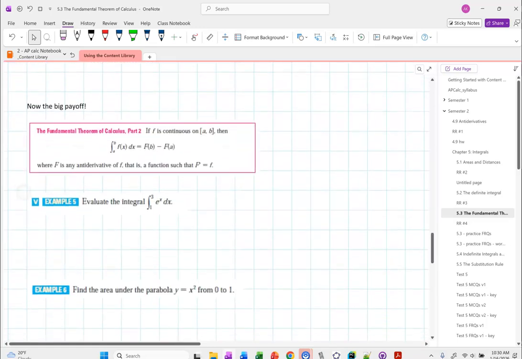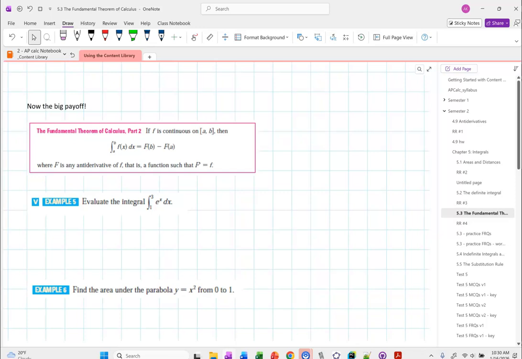Okay, some examples. Part 2. What this means then is, if I have the integral from a to b of f of x dx, and I want to compute the area under that curve, I can take the antiderivative of f evaluated at b, minus the antiderivative of f evaluated at a. No longer do I need to do the limit of Riemann sums. I've now connected the antiderivative to this area under the curve calculation.